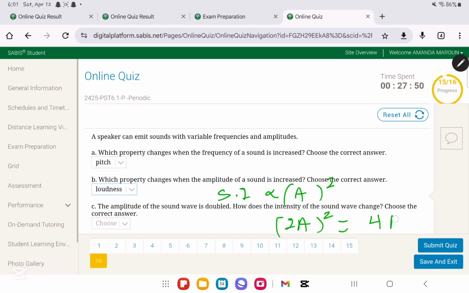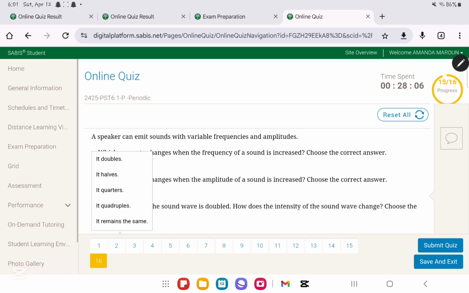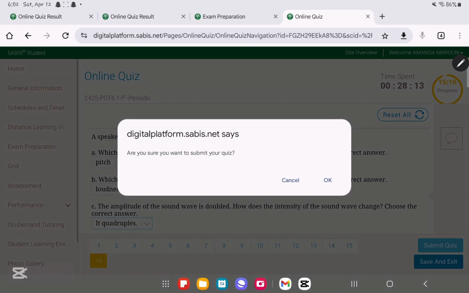Then it's going to be 4 amplitude squared. And then you would have to multiply the sound intensity by 4. So very simply, the amplitude of the sound wave is doubled. How does the intensity of the sound change? It is quadrupled. My bad, it's not doubled, it is quadrupled. So it is multiplied by 4.